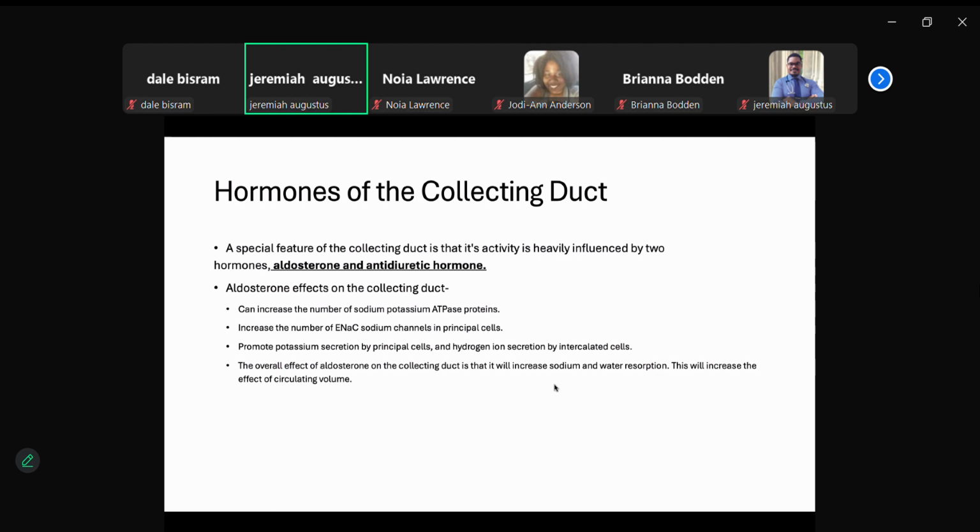Hydrogen ions are secreted by the intercalated cell as well, right? So the aldosterone also secretes that. That's why if you have an adrenal problem where you are overproducing aldosterone, you're going to have a non-anion gap metabolic alkalosis. The reason is that you're going to be losing so many hydrogen ions.